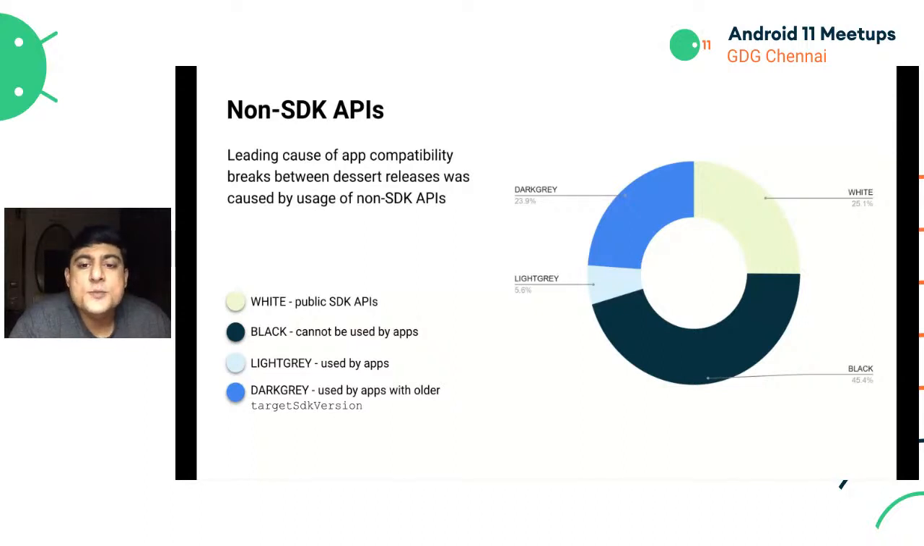If you use something in the graylist, it will continue to work, but maybe not in future releases. So if you find that your app is using something in the graylist, you should consider that a warning, and ensure that you move out of that and use an alternative API, which is a whitelisted API instead.